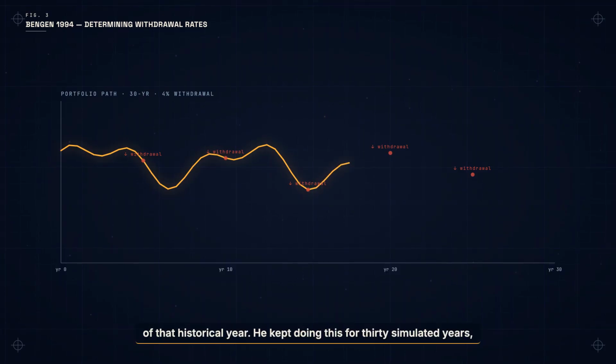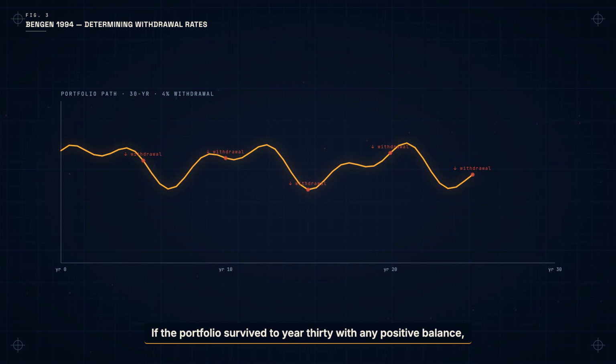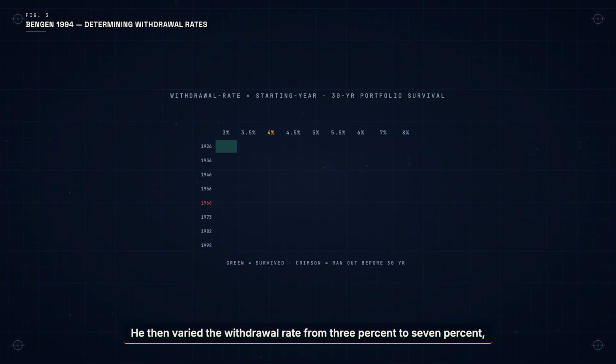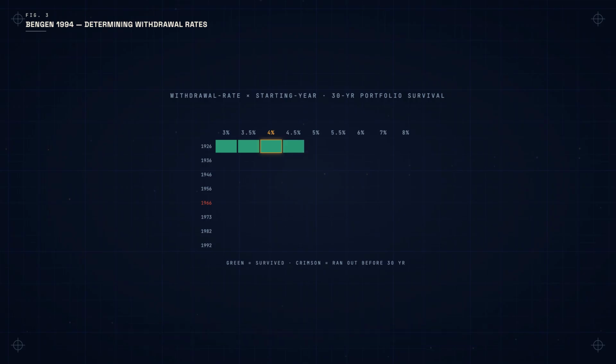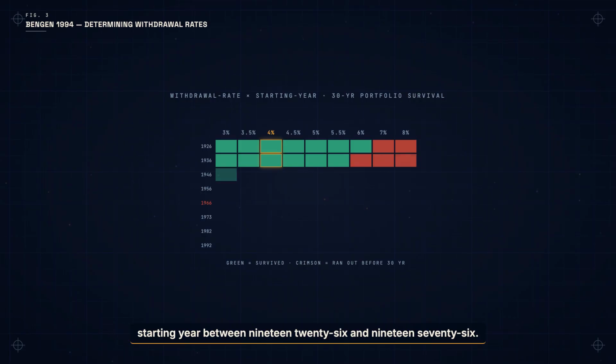He kept doing this for 30 simulated years, marking the portfolio with the actual market returns of those exact 30 years. If the portfolio survived to year 30 with any positive balance, the withdrawal rate was safe for that starting year. He then varied the withdrawal rate from 3% to 7% in quarter-percent increments. For each rate, he ran 50 separate 30-year simulations, one for each possible starting year between 1926 and 1976.